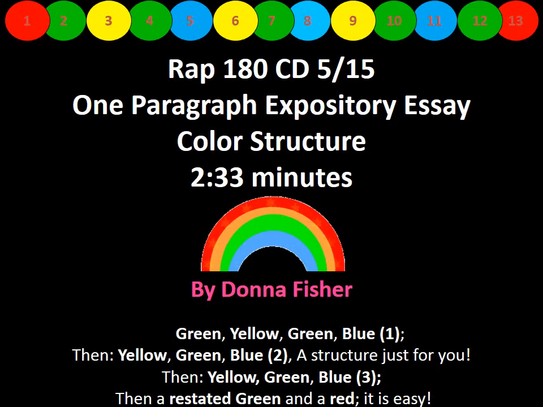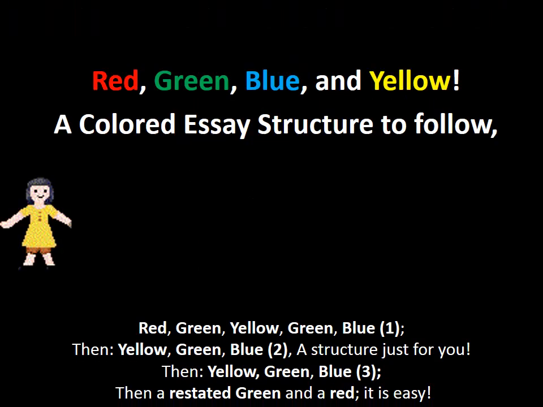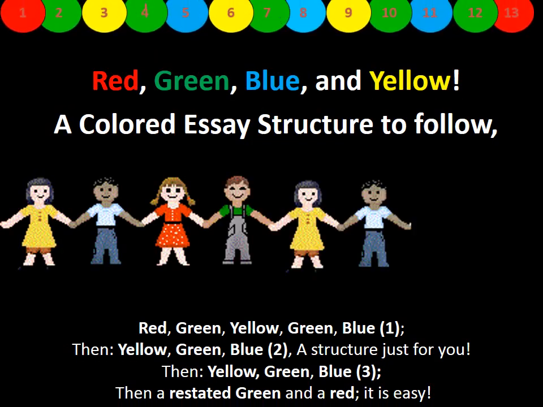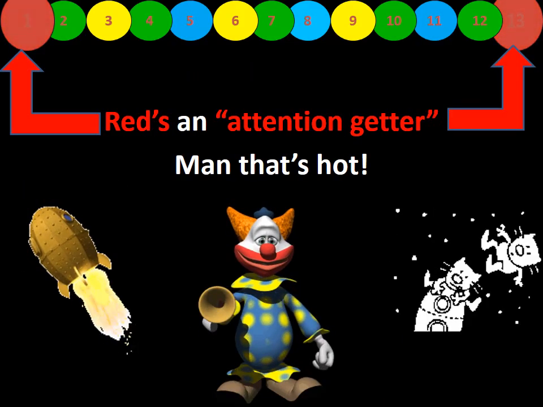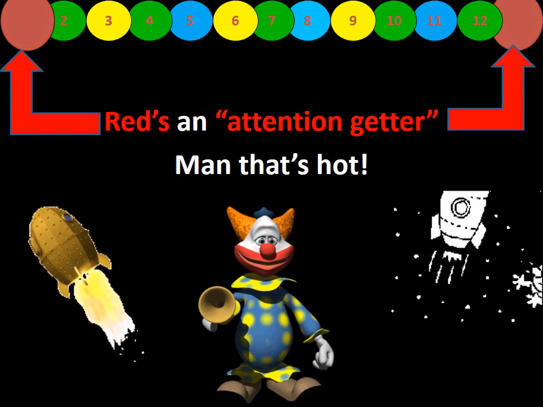Wrap 180, one paragraph expository color structure. I love writing. Red, green, blue, and yellow. A colored essay structure to follow. Red's an attention getter, man, that's hot.